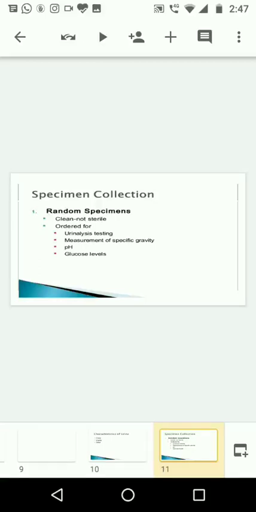How will you collect the specimen for a random specimen test? It is not a sterile specimen, it is a clean specimen, so you can take a clean specimen container. It is mainly ordered for urine analysis or measurement of specific gravity. Specific gravity is done to compare the density of urine with the density of water, and the concentration of all particles present in the urine. The pH level and glucose level can also be checked by a clean or random specimen.